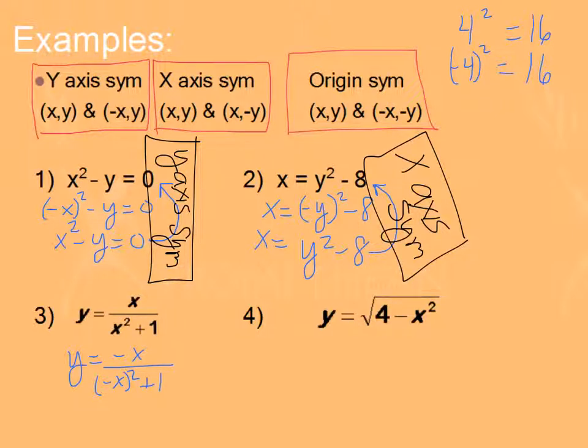Okay, so that would simplify to... I'm kind of out of room, I'm going to have to go horizontal here. All right, so I'm going to end up with y equals, well, okay, so it'll be a negative x over, and I end up with a positive x squared plus 1.